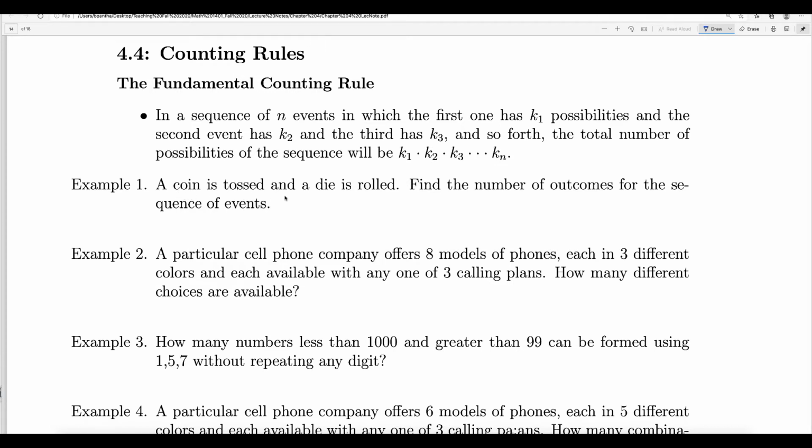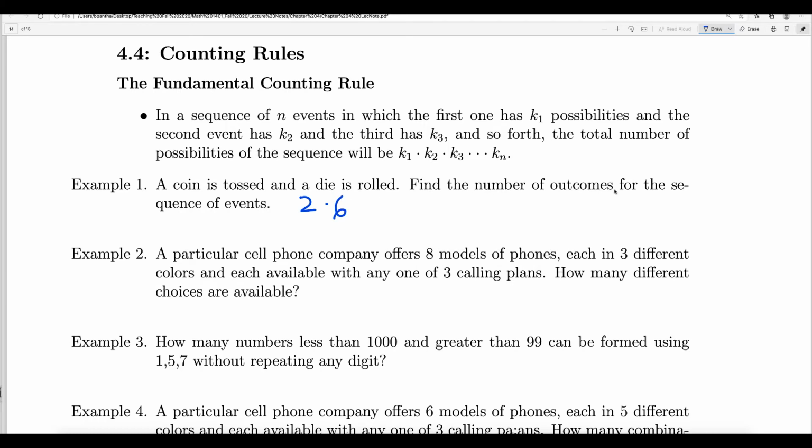A coin is tossed and a dice is rolled. Can you tell me how many possibilities for the coin? There are two possibilities, right? Either it will turn out head or turn out tail. So it will have two possibilities, and a dice is rolled. So when a dice is rolled, how many possibilities will it have? It can show up 1, 2, 3, 4, 5, 6. So there are 6 possibilities there.